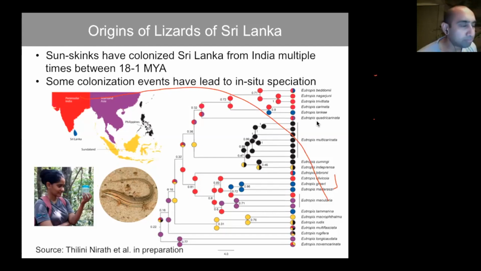So at least 5 or 6 times, Eutropis skinks have colonized the island from India. All of this indicates that Eutropis have come to Sri Lanka from India, not from anywhere else.